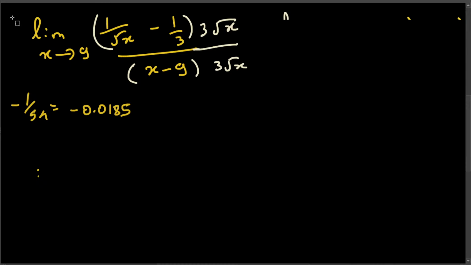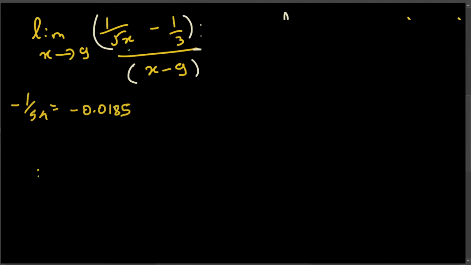Okay, so I'm gonna do the given limit function. In the given limit function we didn't have this 3 square root, but this is the common denominator we got, so I'm going to erase that one as well. So this is the given one: 1 over square root of x minus 1 over 3, over x minus 9, and limit x approaching 9.